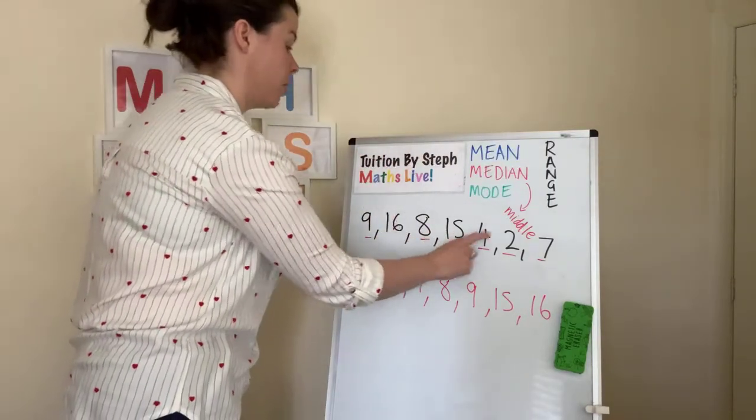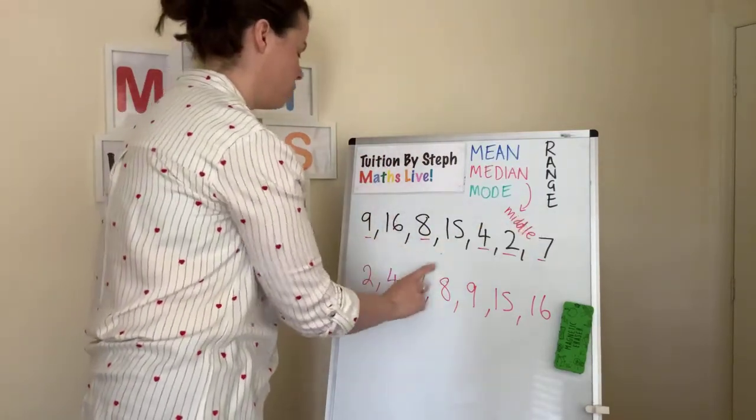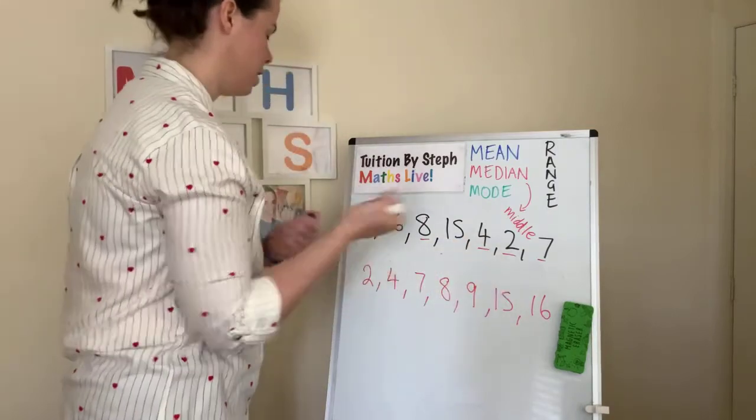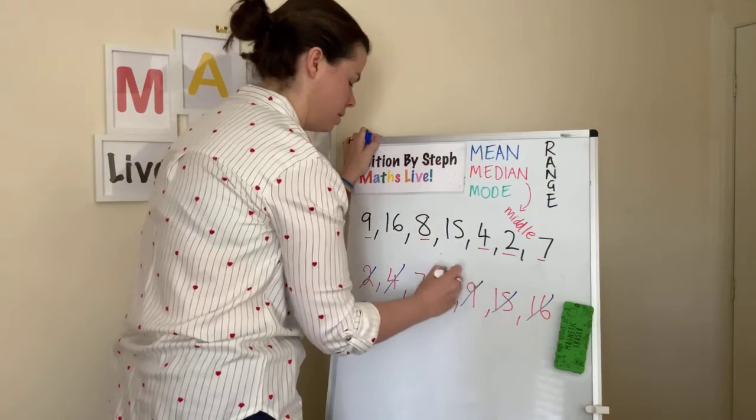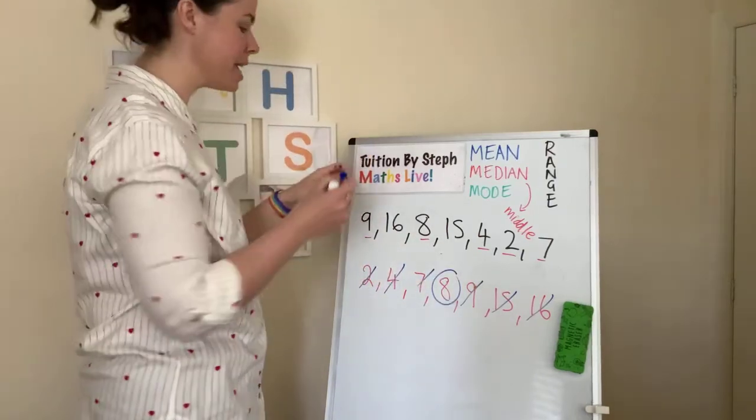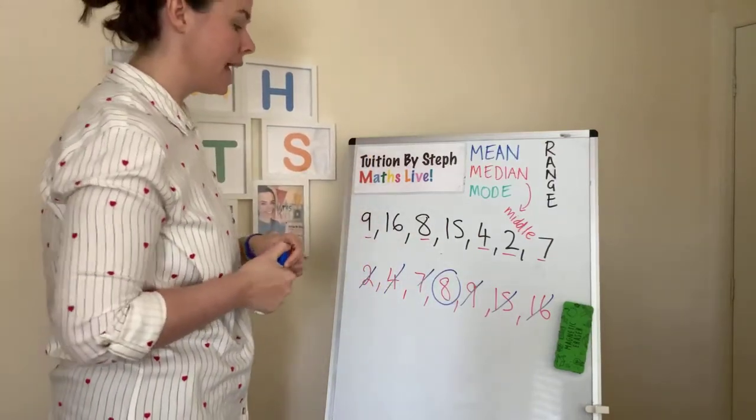Okay, right. What do I do next? 1, 2, 3, 4, 5, 6, 7, like last time. Let's find the median. 8. So the median in that set of numbers is 8.